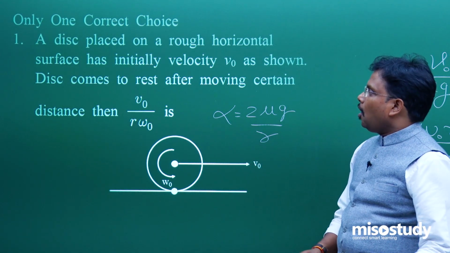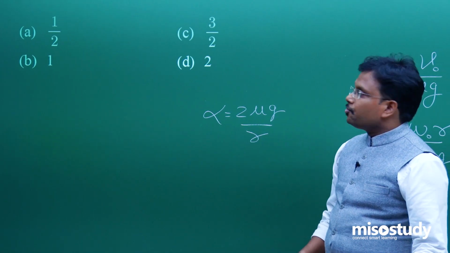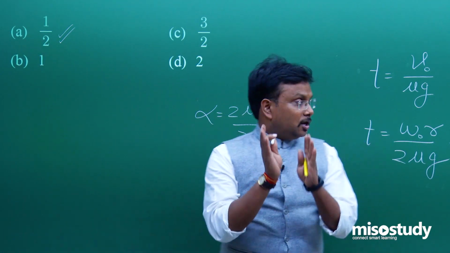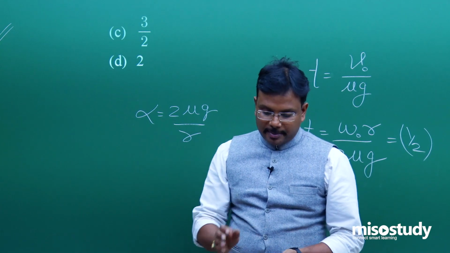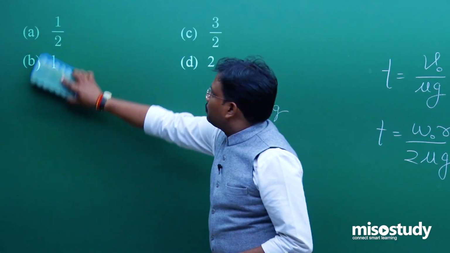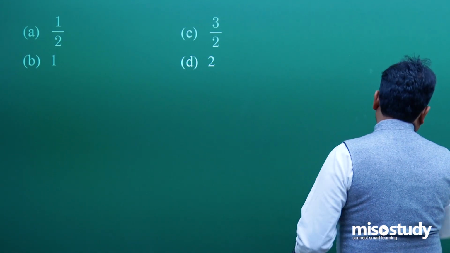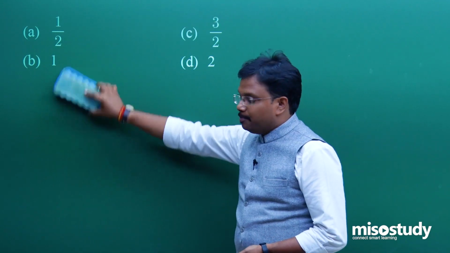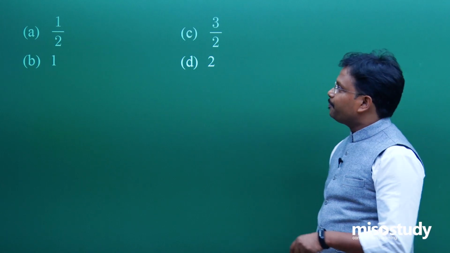So, let us check the options given over here: 1 by 2, 3 by 2, 2 and 1. So, A is the correct option. I request you please take a look at this and the solutions I mentioned. So, this was one question. Obviously, I can say a lot about this topic, and this topic is really one of the very important topics for your JEE Advanced exam at least.